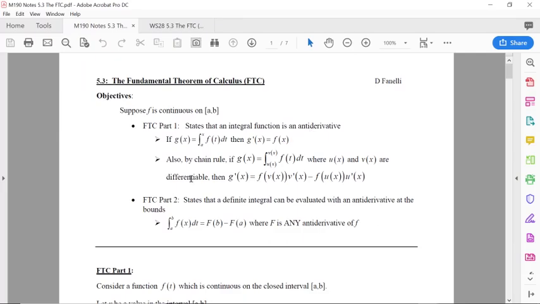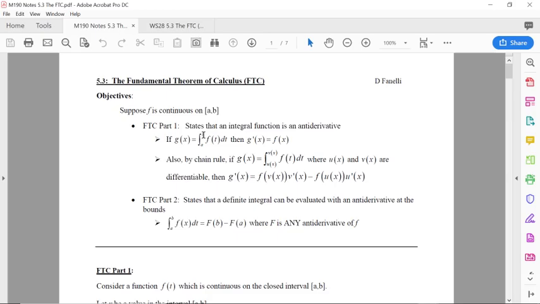Here's how it looks formally stated as in the typed notes. If g of x is equal to the integral from a to x of f of t dt, that is where we are defining the integral now as a function of x. So previously we had that the definite integral, which had constant bounds a and b, would output a number, and that number would be interpreted as the area or the net area bounded by the curve and the x-axis on the closed interval from a to b.